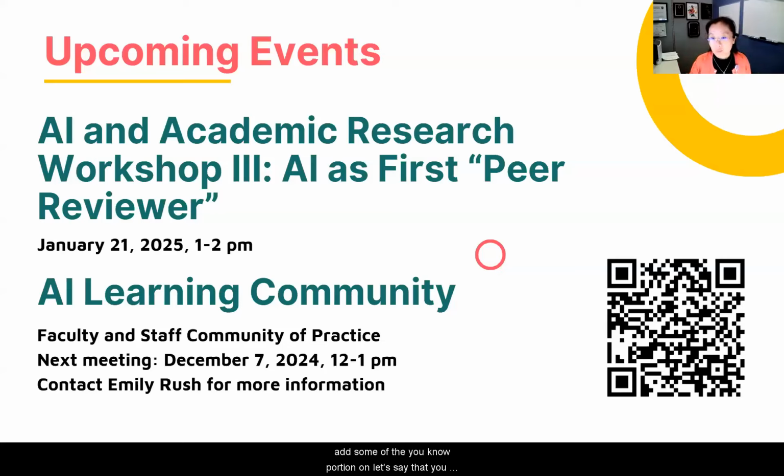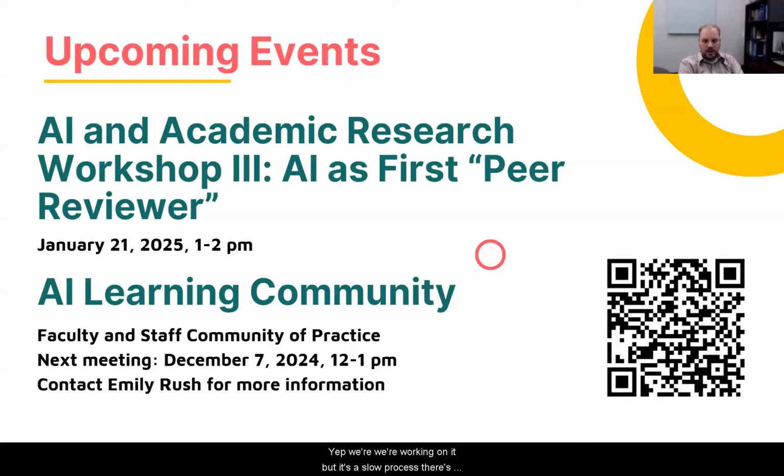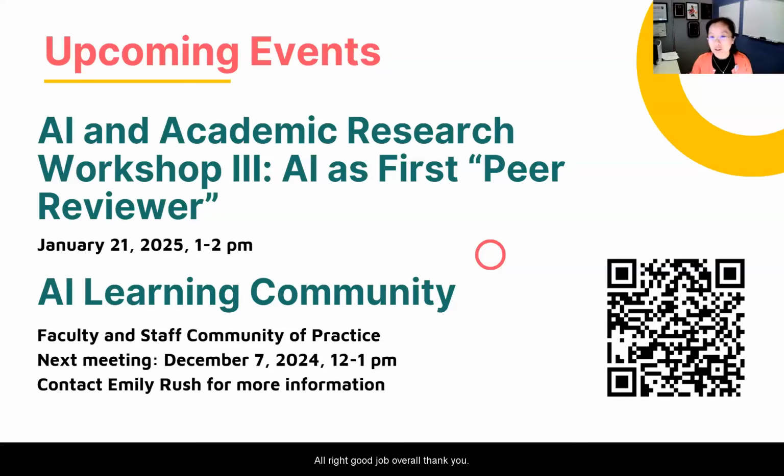If you can add a portion on, let's say, the journals' policies on using AI, that would be more helpful. Then you'd have two components: one on the universities and their policies, and another on the journal policies. That would be great, very helpful, I think. Yep, we're working on it, but it's a slow process. There's a lot of data to pore through. All right, good job overall.